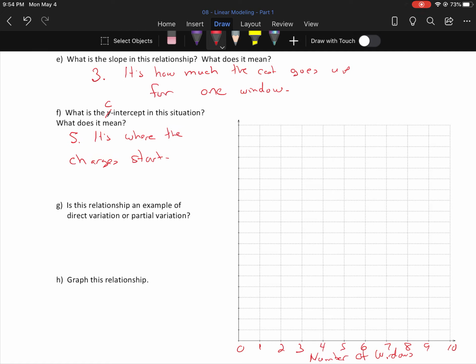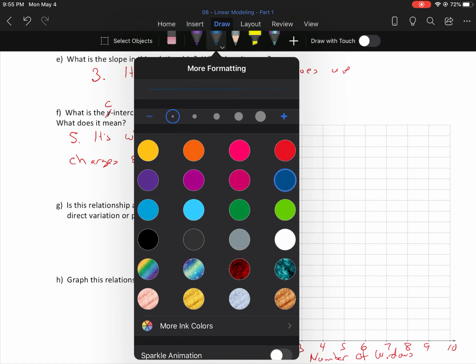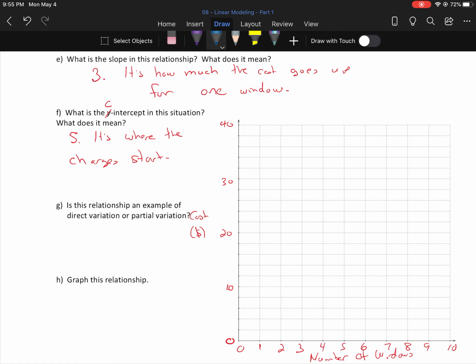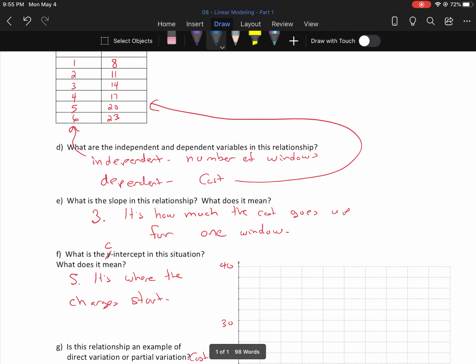Let's count the number of squares here. 2, 4, 6, 8, 10, 12, 14, 16, 18. I got 20 squares. I want to go up to 35. Or I could go by 2s. 2s will get there. I don't want to write on every line. It gets so messy. So I'm going to go 2, 4, 6, 8, 10, 12, 14, 16, 18, 20, 22, 24, 26, 28, 30, 32, 34, 36, 40. Okay, so that's going to work very well. I'm going to say cost here in dollars. I'm going to switch colors just so you can see my points on here.